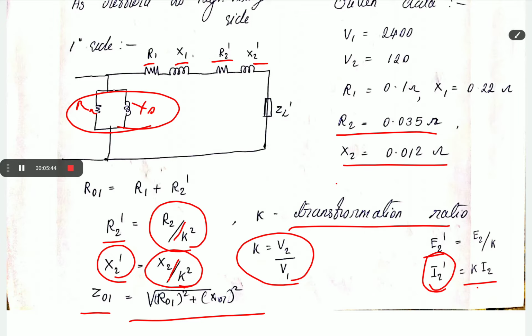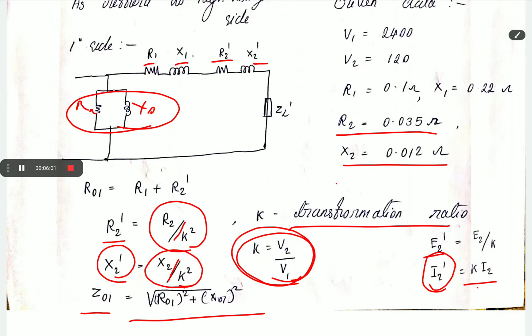If voltage is transferring from secondary to primary, then divide by K. If current is transferring from secondary to primary, then multiply by K. So in this case we should take K as V2 by V1, secondary voltage by primary voltage.